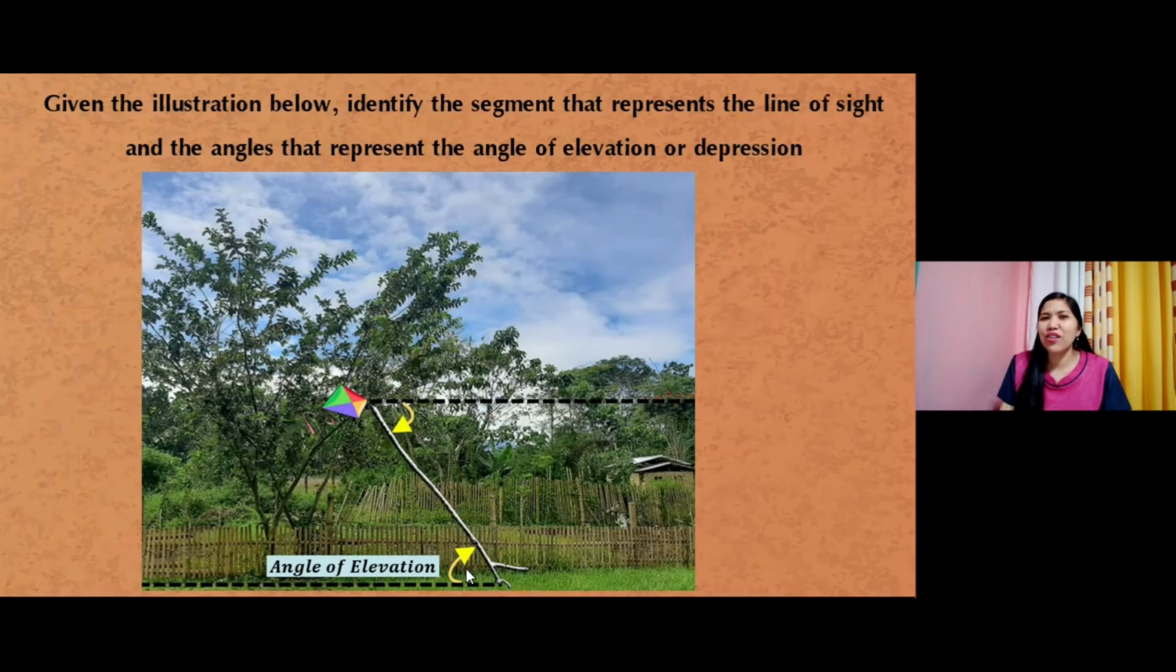How about angle of depression? That is your, okay, the upper angle, this angle here. Now, how about the segment that represents your line of sight? Okay, that would be your wooden stick that is leaning against the tree. Okay, so that's it for angles of elevation and depression.